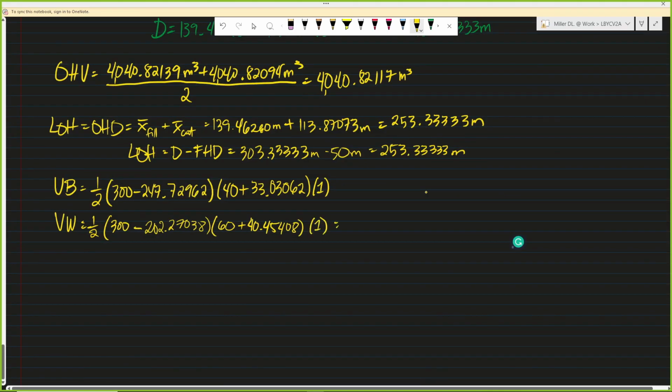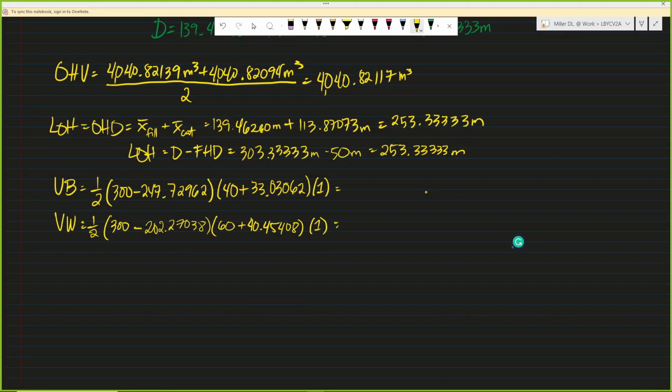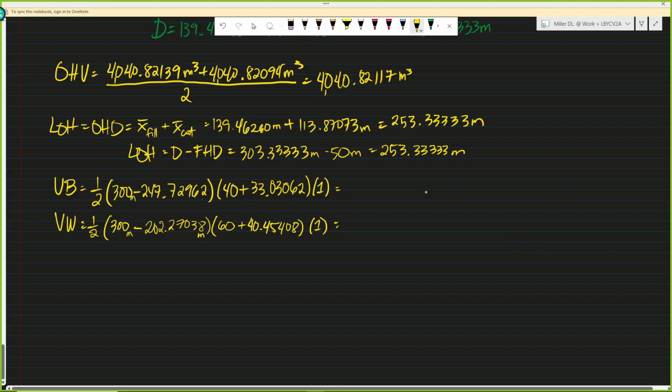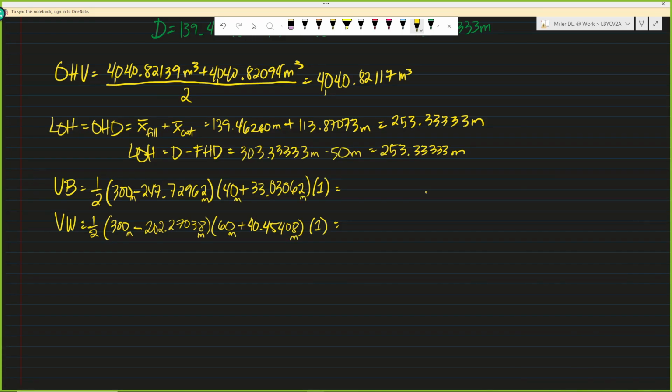1 unit. Okay? Sige, kindly solve. This is meters, meters, meters, meters, meters, meters, meters, meters. Sige, kindly compute the volume of the borrow and volume of the waste. Sige, compute.